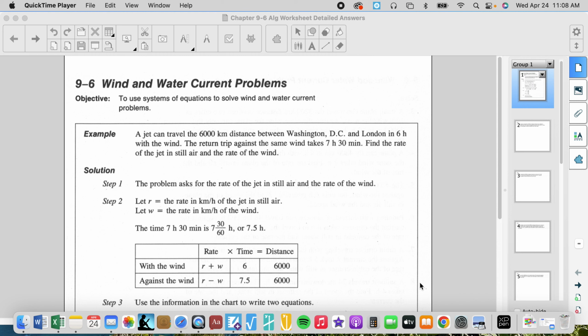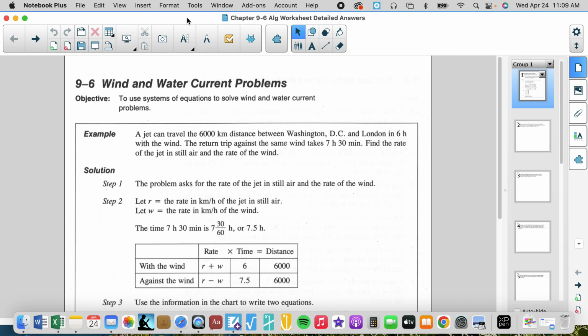Chapter 9-6, Wind and Water Current Problems. This is where it's fun. This is where the rubber meets the road, shall we say.